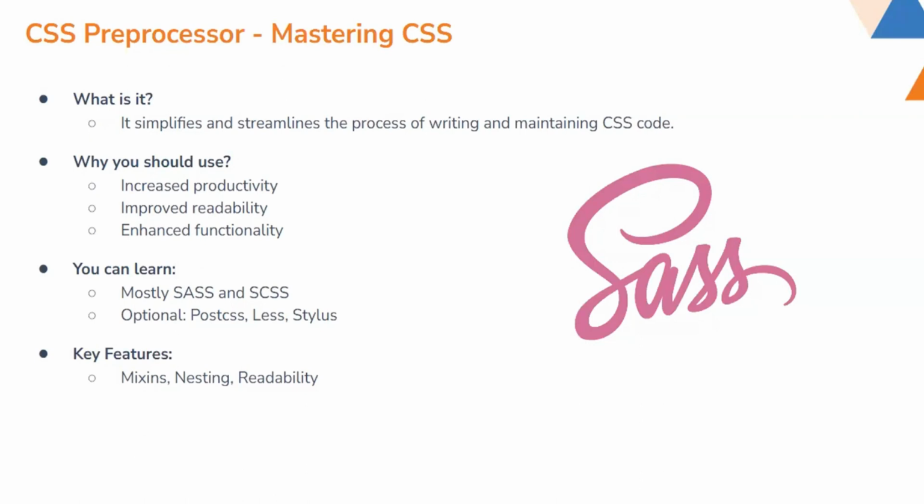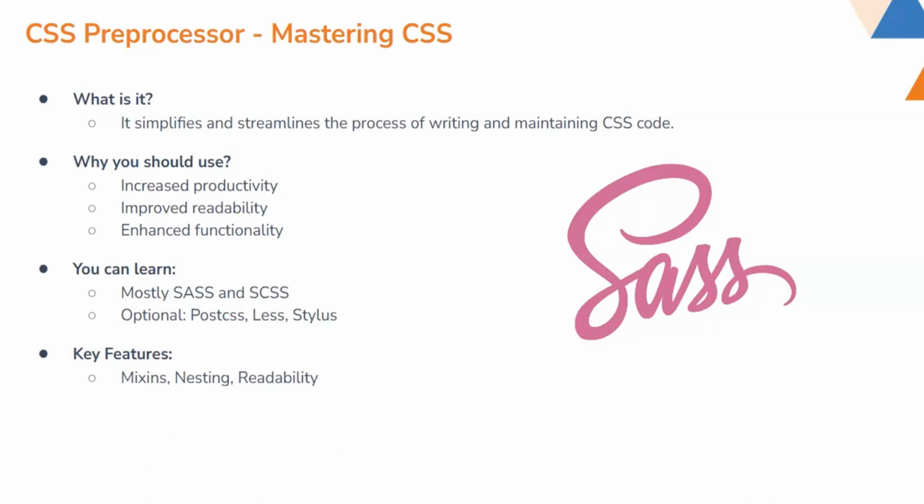And the most common CSS preprocessors we have are SASS and SCSS. SASS and SCSS are like cousins with a different syntax. SCSS has a syntax similar to CSS. Additionally, you might also explore other preprocessors like PostCSS, Less, and Stylus. Each offers unique features to make your style sheets even better.